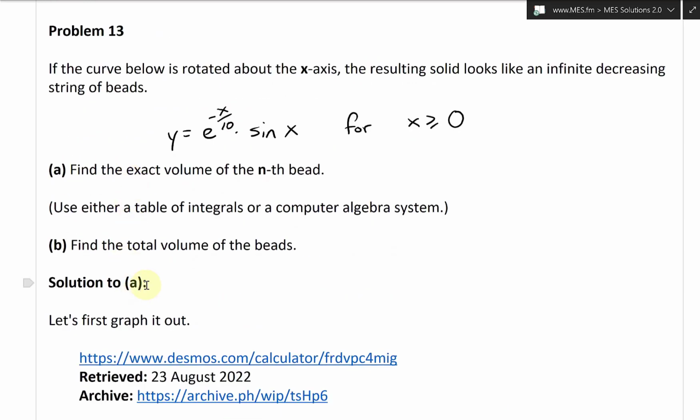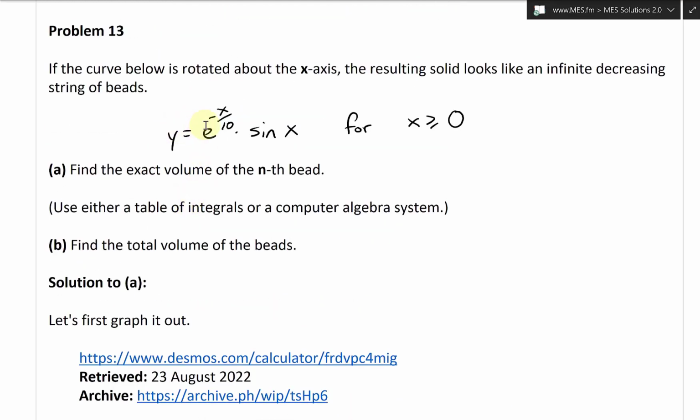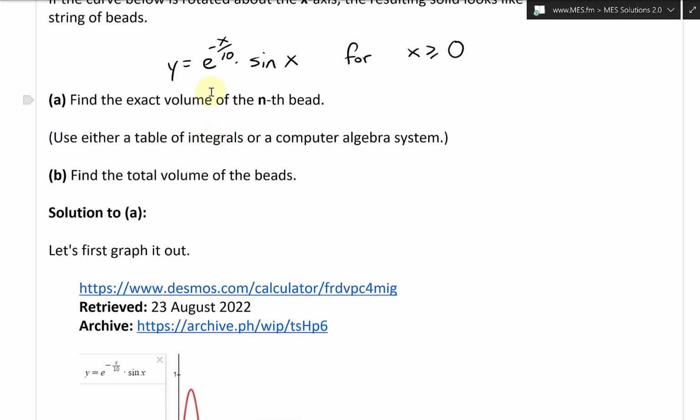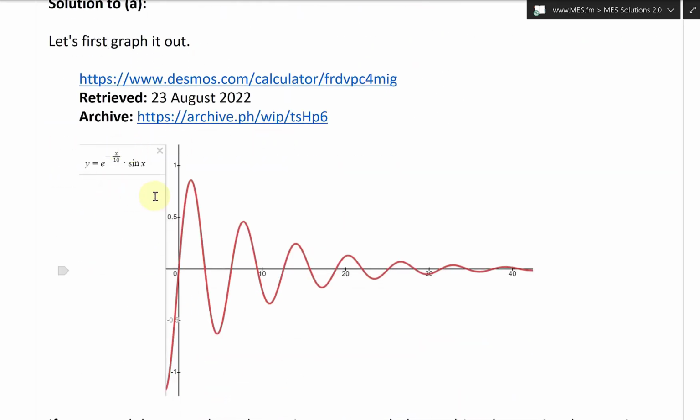So let's look at the solution to A first. First let's graph it out. This is the curve y equals e to the negative x over 10 times sine x. Here's the curve, and I'm using the Desmos calculator. If you graph it out, it looks like this, just a squiggly line that's decreasing.